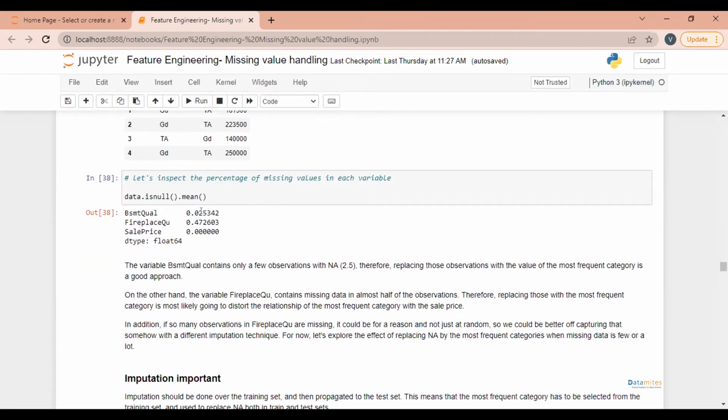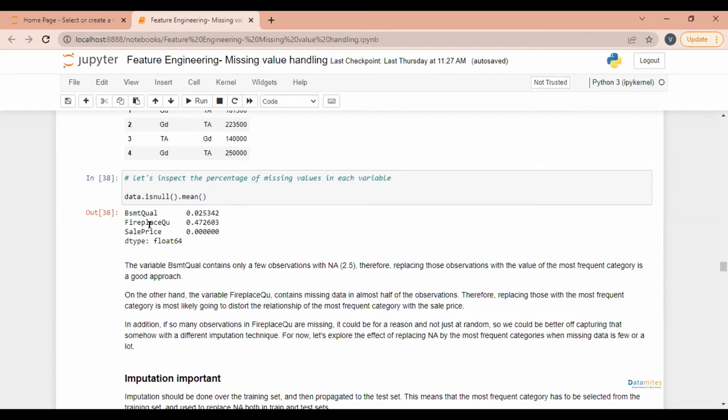The basement quality has around 2% of missing values, whereas in the case of fireplace, we have around 47% missing values. We have only around 2.5% in basement quality. So we'll replace this with the mode, or the most frequent category. In the case of fireplace also, we will replace it with the mode, which is not a good practice because a higher percentage of values are missing. But yet we will do it, and we will observe the distortions, how the relationship has been distorted because of this imputation.